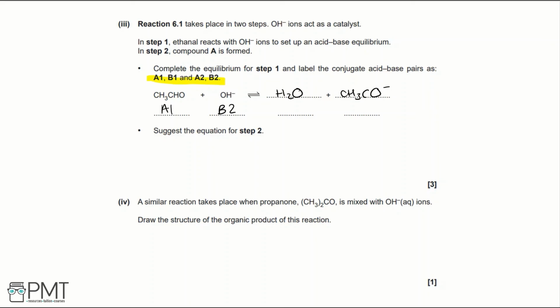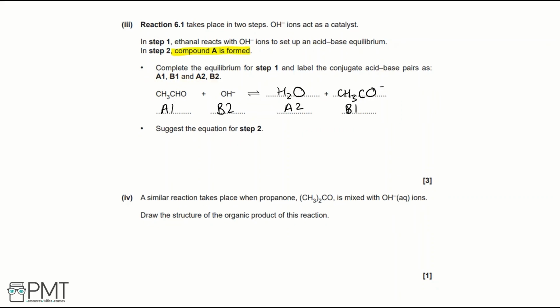Finishing the labels, we would have A2 and B1. If we just look back and check for a second, the acid and base conjugate pairs and why they are what they are.